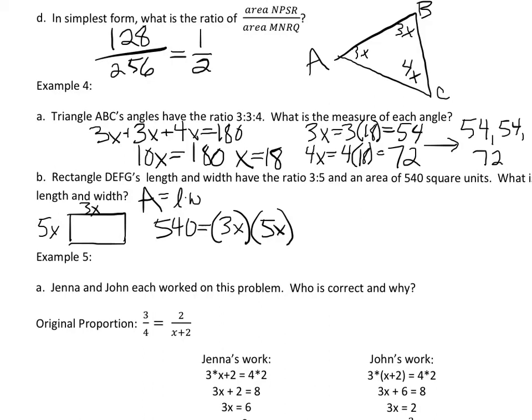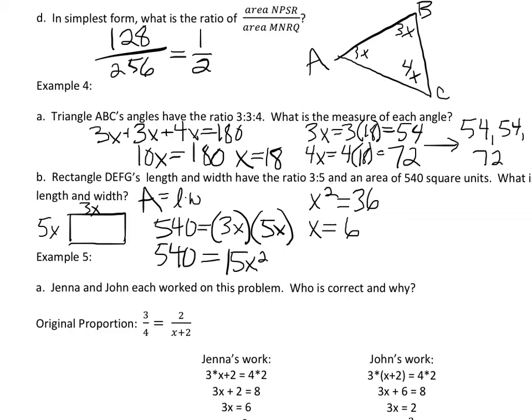We can simplify that to 540 equals 15x squared, because we have 3 times x times 5 times x, which we can combine to be 15x squared. Divide both sides by 15, so we get x squared equals 36. We take the square root of both sides to get x equals 6.